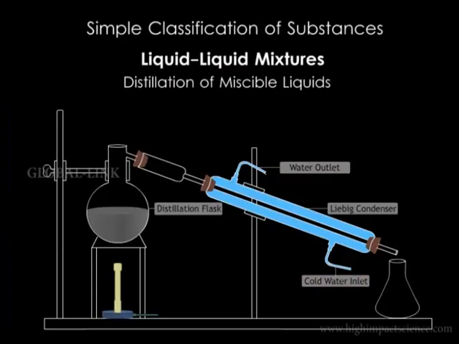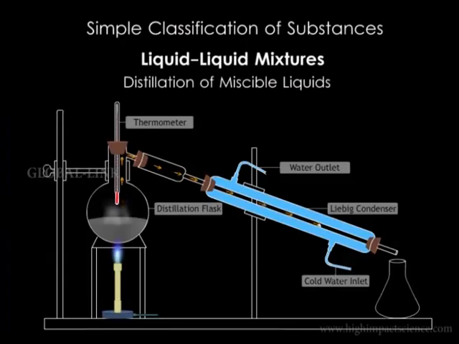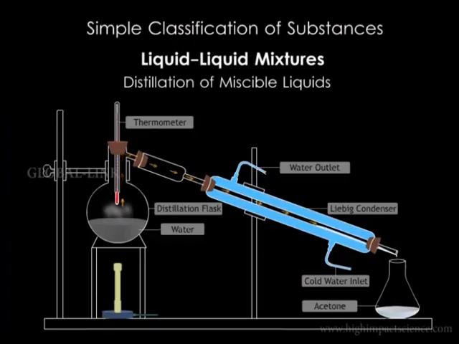The mouth of the flask is fitted with a one-holed rubber cork through which a thermometer is introduced. When the mixture is heated, acetone, which has a lower boiling point, vaporizes first and then condenses in the Liebig condenser. It is collected at the condenser outlet. Water is left behind in the distillation flask. This kind of distillation is used only when the components of the mixture have huge differences in their boiling points.